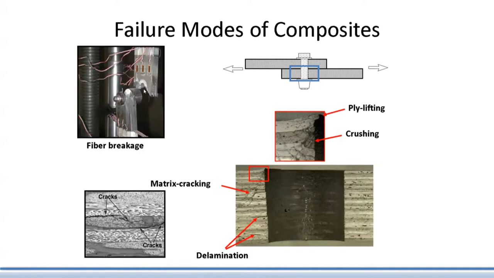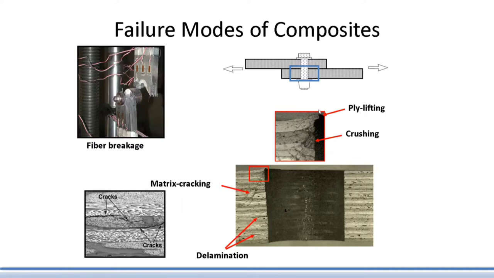When I look at failure modes of composites, we have fiber breakage, which means the fibers are breaking apart. We have delamination, which is ply separation. You can see here two plies separated. Matrix cracking, which is cracking of the matrix. Here you can see ply lifting and crushing. The other thing I want to point out is that the failure modes in composite materials for laminated composites are quite complex. You could also have fiber-to-matrix debonding. The fiber can come apart from the matrix.